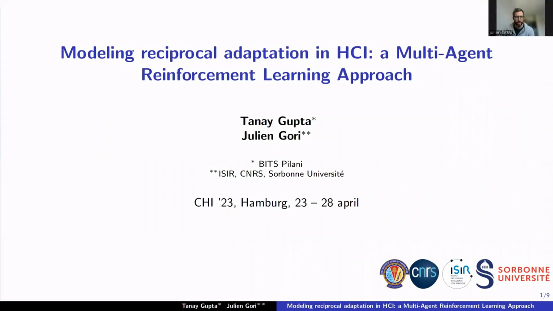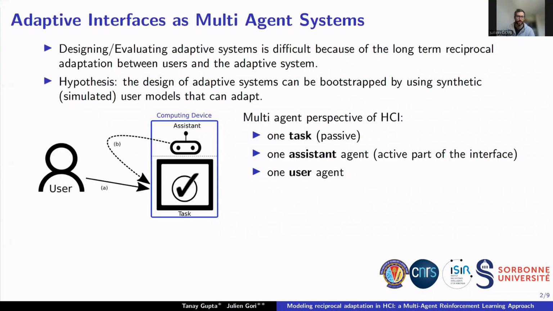We present a late-breaking work on modeling reciprocal adaptation in HCI with a multi-agent reinforcement learning approach. This is Tanay Gupta from BITS Pilani and Julien Gori from UCLS. Designing and evaluating adaptive systems is difficult because of the long-term reciprocal adaptation between users and the adaptive systems.